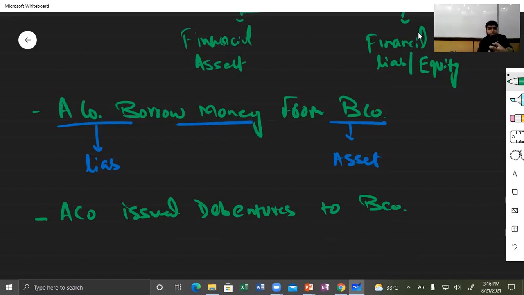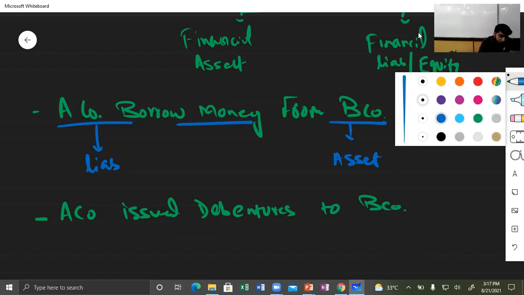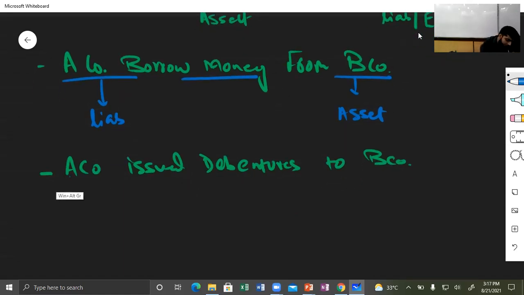It means A company borrowed the amount, and as a result, they have issued debentures. So A company issued debentures. What does it mean? It means A company borrowed the amount and they have issued debentures. So what will be the result of the transaction? A company will pay back this amount after 3 years or 4 years. So again, it's a liability for A company. And again, B company will receive that amount in future.